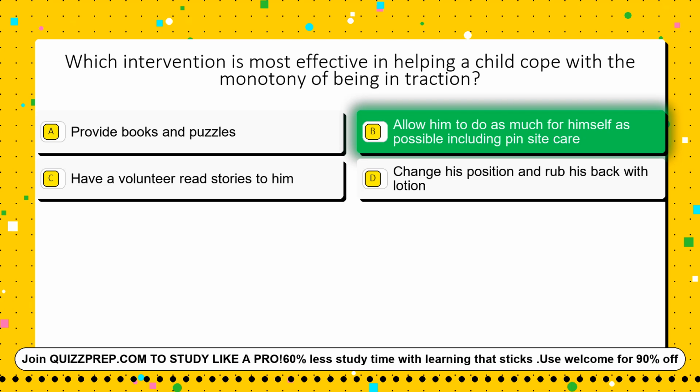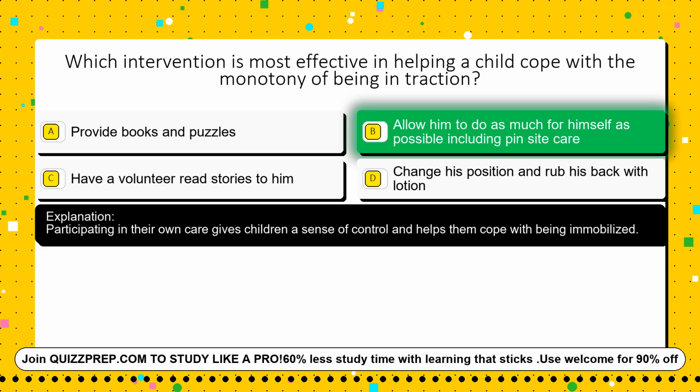The correct answer is option B. Allow him to do as much for himself as possible, including pin site care. Participating in their own care gives children a sense of control and helps them cope with being immobilized.